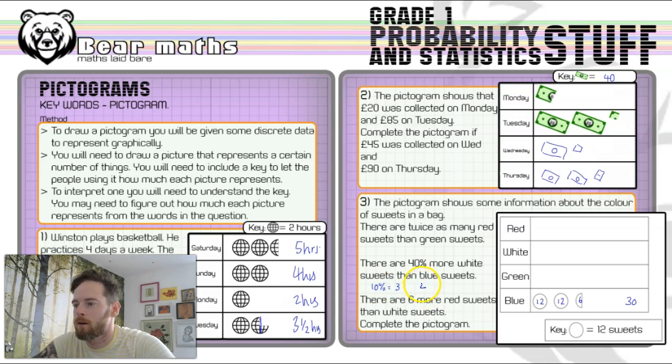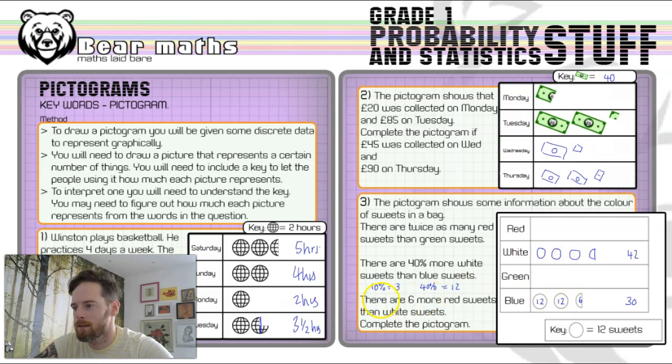And then I'm going to find that 40% is 4 lots of 10%. 4 of those. So 4 times 3 is 12. And then I'm going to add that on because there's 12 more white sweets. So that is going to be 42 white sweets. If I was representing that in pictures, I would go 12, 12, that gets me to 24, then to 36 if you know your times tables. And then I need to add another 6 on. So that's a half of a circle. So half a circle, and there's my 42 represented in the pictogram.